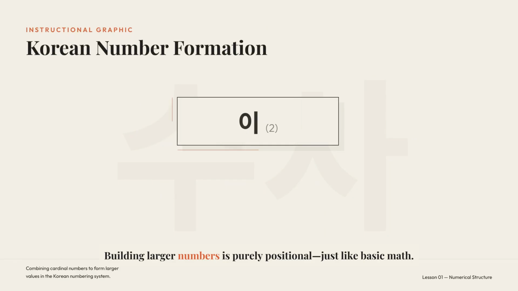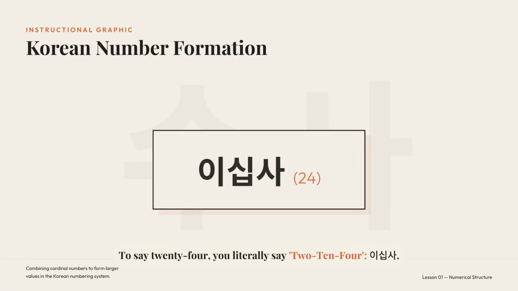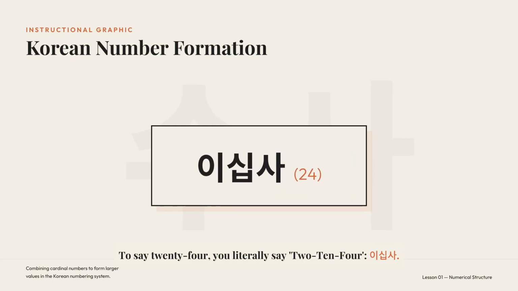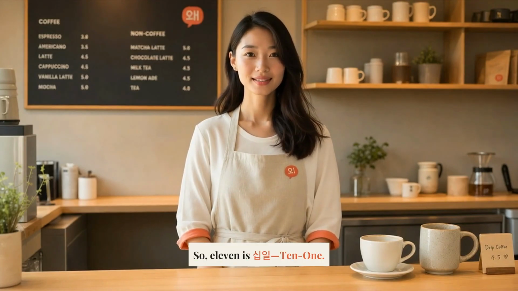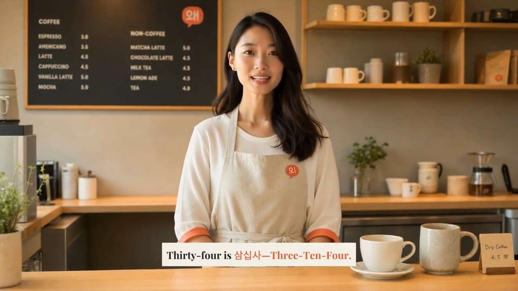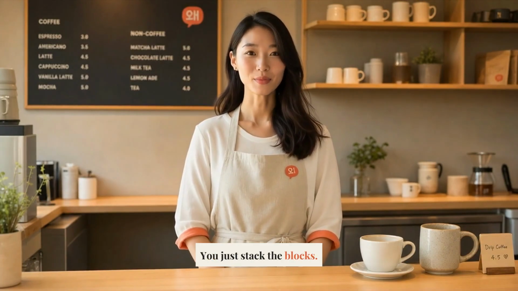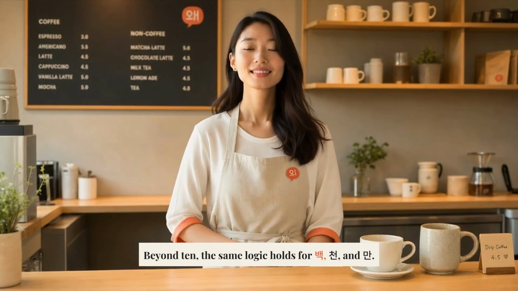Building larger numbers is purely positional, just like basic math. To say 24, you literally say 2-10-4, 24. This logic builds every Sino number perfectly. So 11 is 10-1, 11. 34 is 3-10-4, 34. You just stack the blocks. Beyond 10, the same logic holds for 백, 천, and 만.